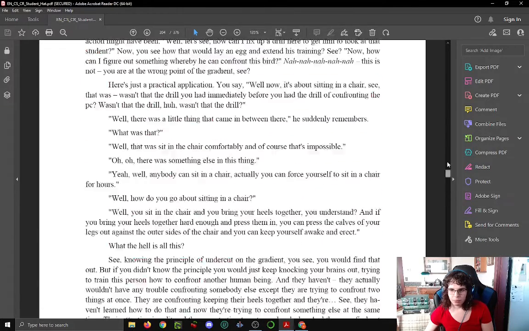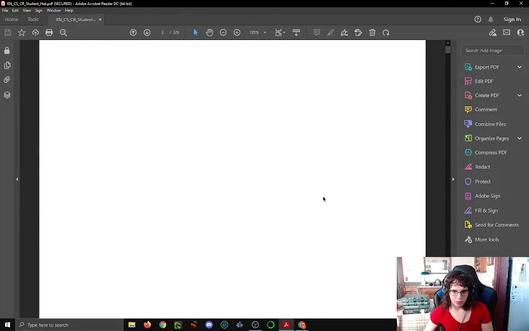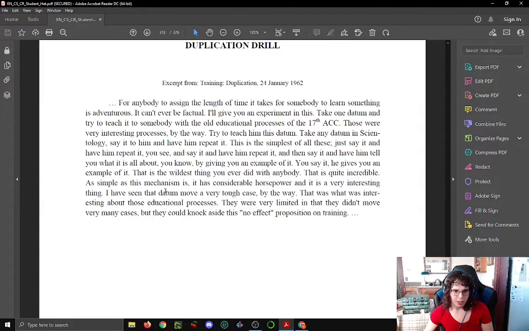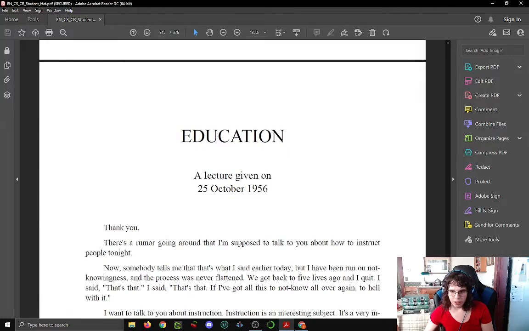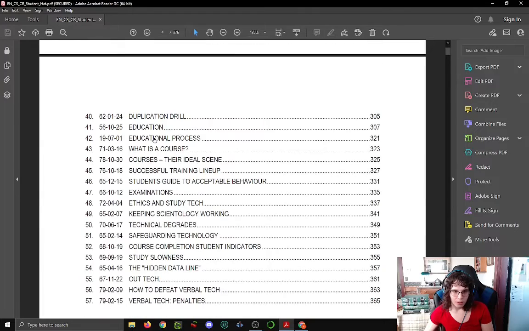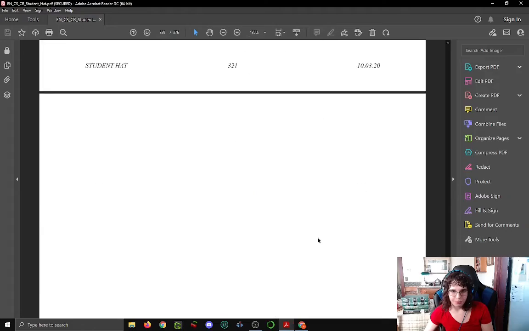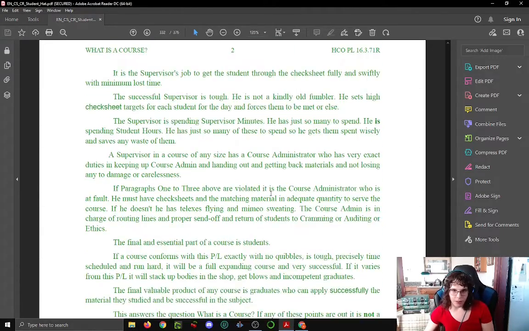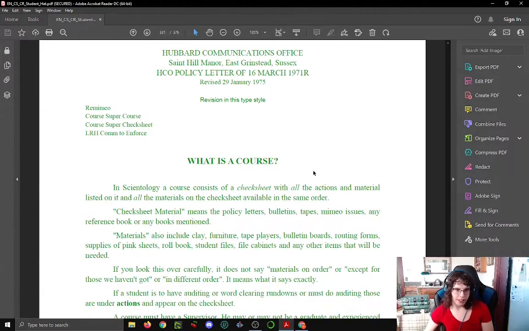Alright. We'll try one more. See how long that one is. Duplication drill? Nope, that's an excerpt from a lecture. Education, that's another lecture. Educational process, that's another reference to a lecture. Alright, what is a course? I believe we've already read this, but we're going to read it anyway.